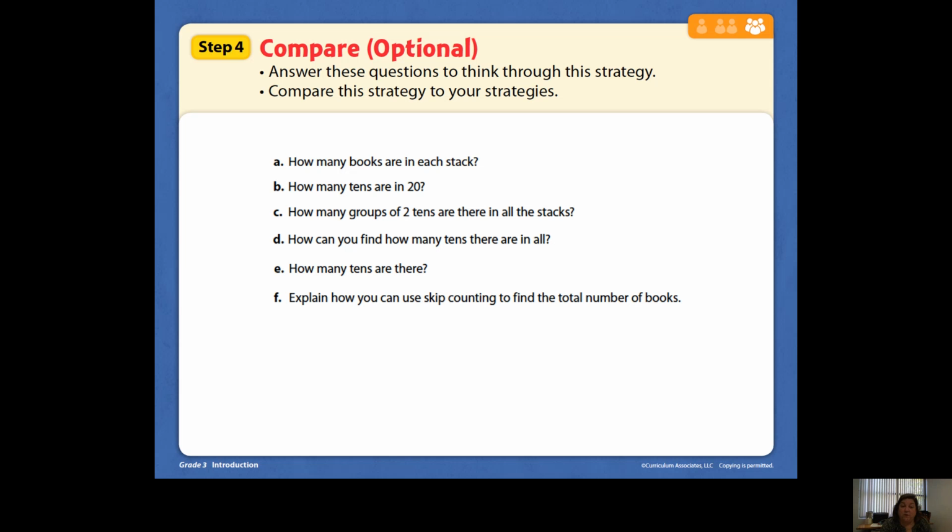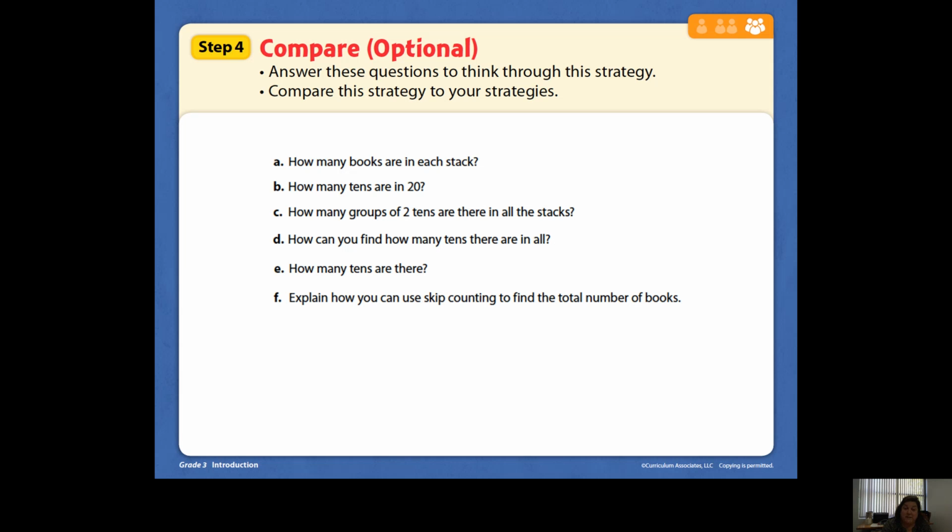How many groups of 2 10s are there in all the stacks? What are they really asking here? How many groups of 2 10s are there in all the stacks? So how many groups of what, class, are they looking for? How many groups of 10s? Or 20s, excuse me. They are looking for how many groups of 20s. So how many groups of 20s do they have in each individual stack of 20s? 4 is correct. There are 4 stacks of 20s.